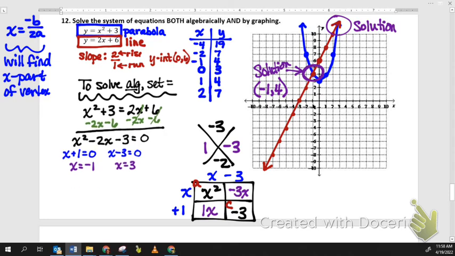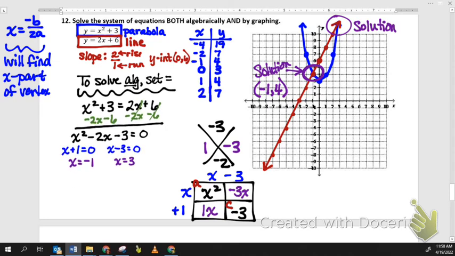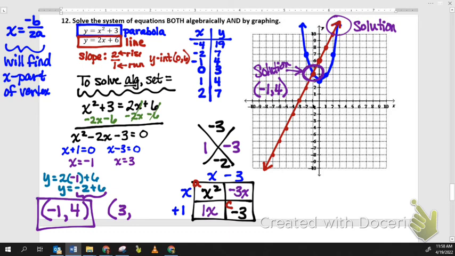So I'm going to take this. Does it matter which equation we substitute into? Nope. Which equation do you want to substitute into? Linear. Sounds good. You're going to get the same answer either way, so it does not matter. Y equals 2 times -1 plus 6. What is 2 times -1? -2 plus 6 is what? 4. So that's correct. Yep, so there's one solution, and that's what we saw on our graph.